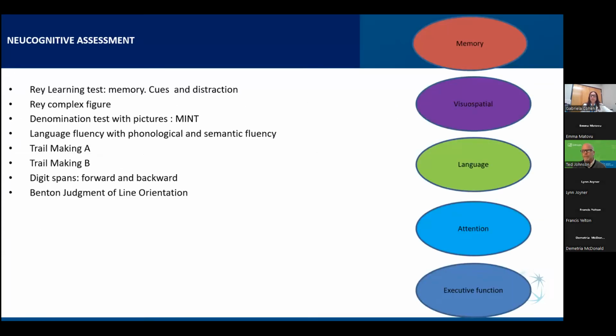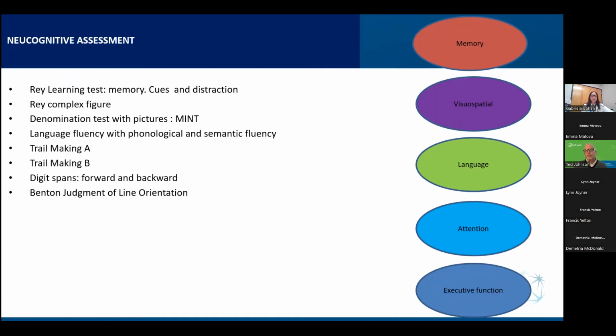So this is the protocol that we do at Cohen, and I think it's interesting that you are a little familiar with this. So when you refer a patient to us and you see the report, you know at least the names of the tests that we're doing. So for memory, we're doing the Rey learning test, and I'm going to explain what this is. For visual spatial and for memory, we're doing the Rey complex figure. We ask the patient to copy and then to remember a very complex figure.